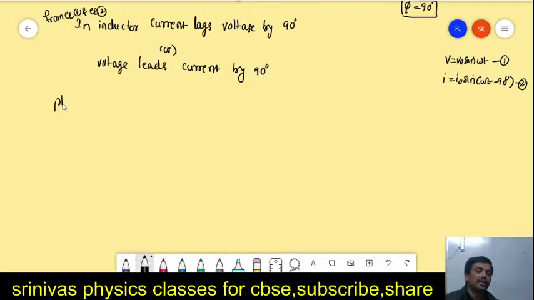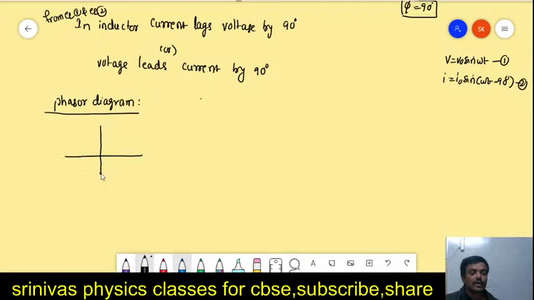We have to draw the important diagram, that is the phasor diagram. How can we draw the phasor diagram? In the phasor diagram we have to represent the current and voltage vectors as rotating vectors. Let us consider this as the x-axis and y-axis. We take this as the voltage, with the voltage angle as omega t. Then what about the current angle? The current angle will be like this. This is the current direction.